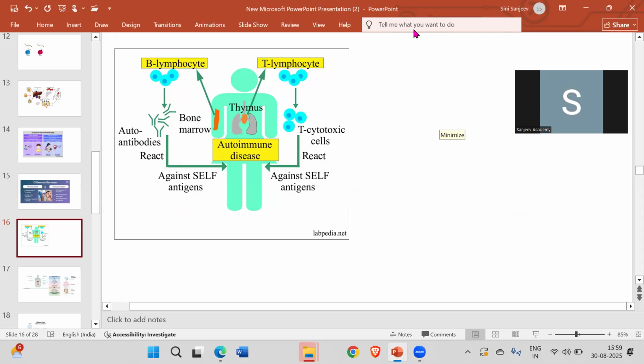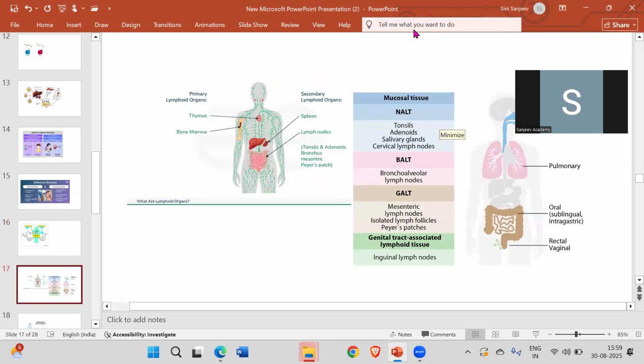So now you can see this diagram, in which we have certain lymphoid organs. There are primary lymphoid organs as well as secondary lymphoid organs. The organ where the lymphocytes are produced is called a lymphoid organ. Not only produced, but there they also mature as well as proliferate, meaning increase in number. So what is the role of a primary lymphoid organ and a secondary lymphoid organ?